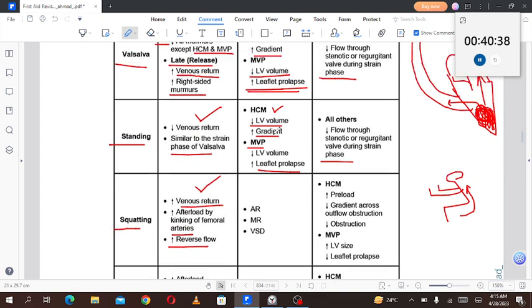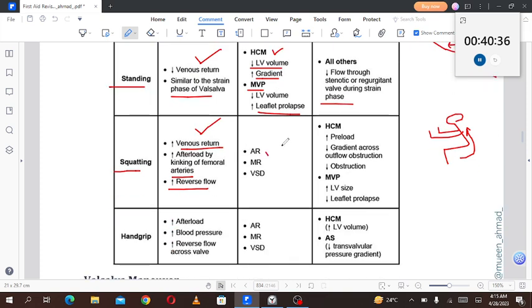The murmurs which will be exaggerated are aortic regurgitation, mitral regurgitation, and ventricular septal defect. Because when there is increased venous return, there will be increased blood flow through the regurgitant aortic or mitral valve, or through the ventricular septal defect, that is from the left ventricle to the right ventricle. So that is why these murmurs are exaggerated. But the softened murmurs will be hypertrophic cardiomyopathy and mitral valve prolapse, for the exact same reason.